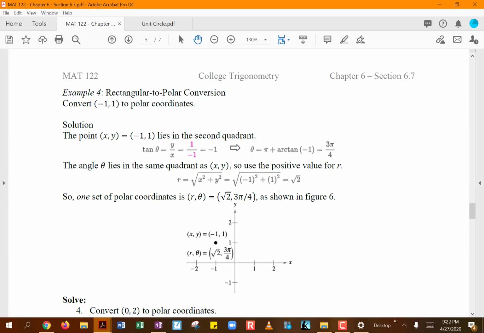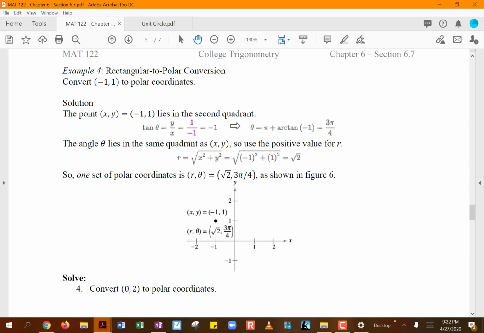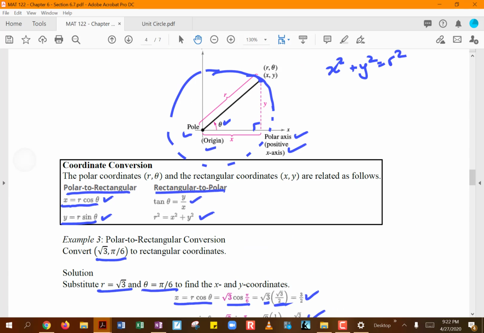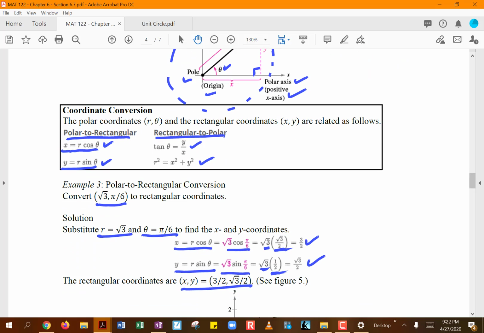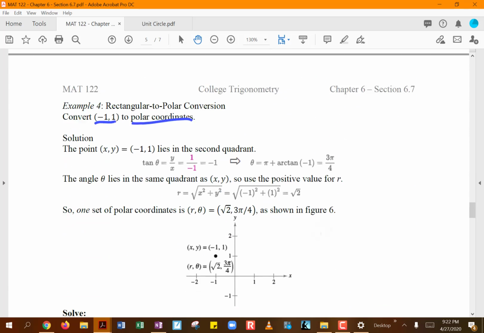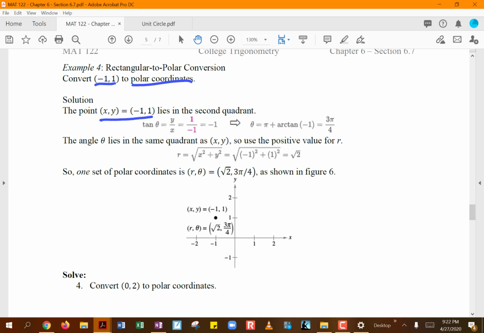Okay, now let's go the other direction. You are given the rectangular coordinates and they're asking us to convert this into polar coordinates. So remember, when you're going from rectangular to polar, we need to use tangent of theta equals y over x and r squared equals x squared plus y squared. So here's our x and y value. So y is positive 1, x is negative 1, and you end up getting tangent of theta equals negative 1.